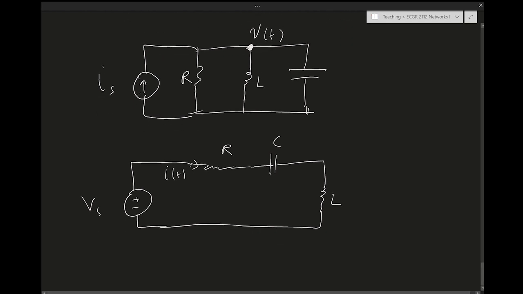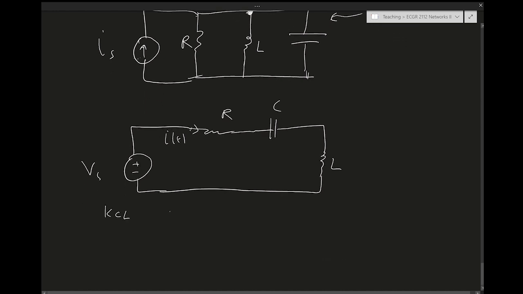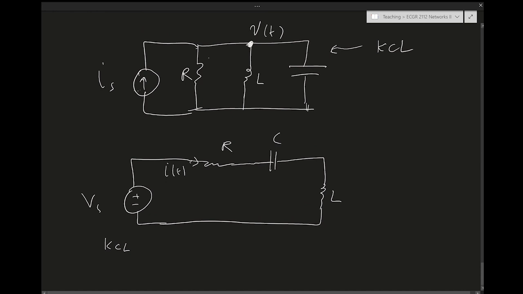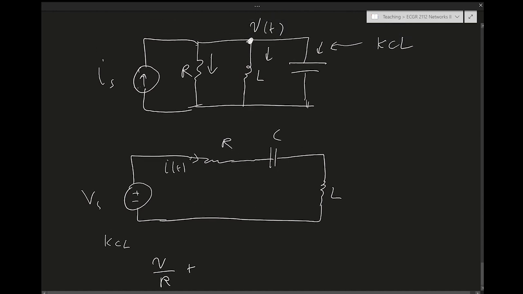So both of those are canonical representations of a second order circuit, and we can get the differential equations representing any one of those by using regular KCL and KVL. For example, for the parallel connected components, we can use, in this case, KCL, right? If we use KCL, all three currents need to be equal, right? So we end up with V over R plus, what's the current through the inductor?